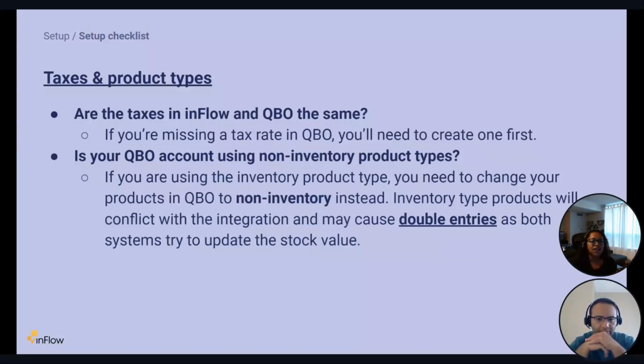Reason being, if you're tracking the product quantities and stock levels in both systems, they're both going to equate to inventory value, which will cause double entries and essentially duplicate inventory value whenever that's pushed from inFlow to QBO. So it will update the stock levels and it will cause a lot of inaccurate adjustments on that front. So please ensure that you have your products marked as non-inventory in QBO before you set up the integration there as well.